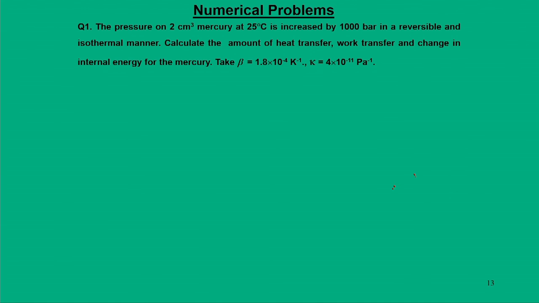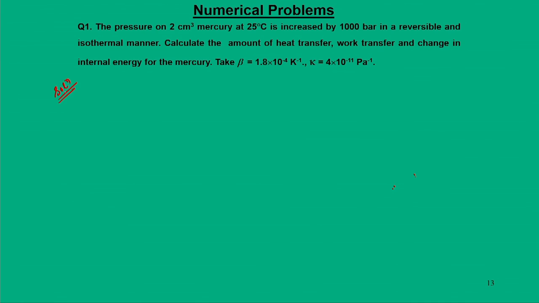Now, based on the content we have discussed, we are going to solve some simple numerical problems. I say simple because all the expressions have already been derived in the previous slides, so I will note down these expressions directly. The intended audience can please refer to the slides for the derivation of the equations. The first problem talks about the last two segments of our discussion: when the pressure is increased in a reversible isothermal manner for a pure substance, and when the pressure is increased in an isentropic manner.